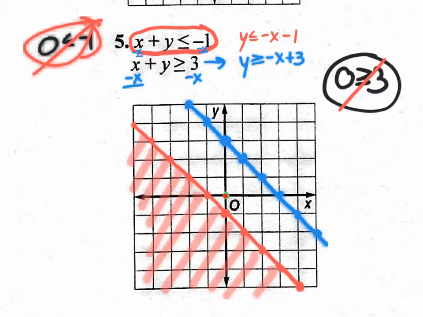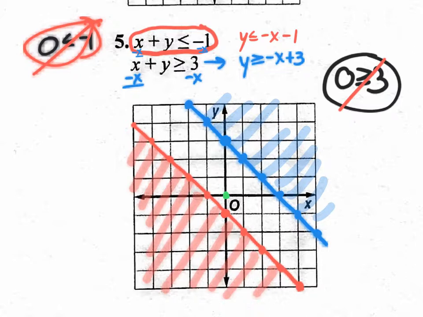So with regards to the blue line, where are the answers at? Below or above? Above. So we're going to shade in the top part of that blue line. Now, keep in mind, guys, that we are looking for the overlap piece. The overlap piece tells us where our answers are at. So is there an overlap piece?